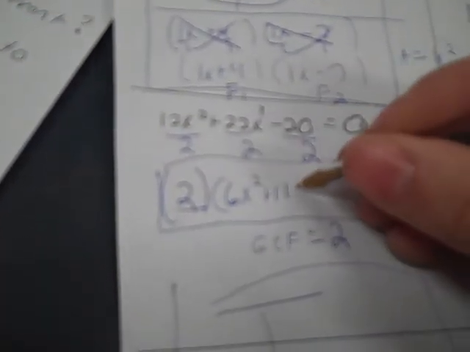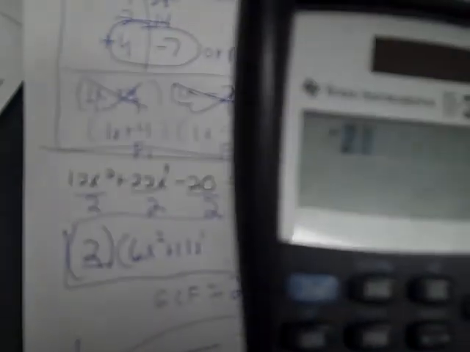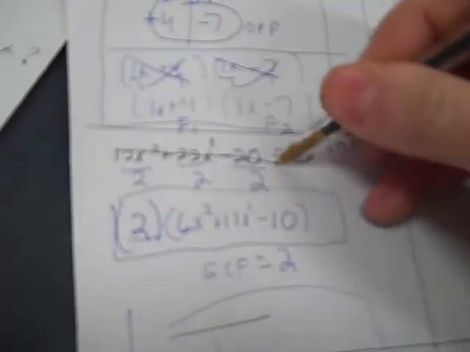Now again, 12 divided by 2 is 6, but since I'm not putting the x to the first, that's going to stay x to the second. 22 divided by 2 is 11. Positive 22 divided by positive 2 is positive 11. So plus 11. Again, there's no x to the first, so that x to the first stays connected to the 11. The negative 20 divided by 2 is negative 10. So I put minus 10. And I can ignore that.